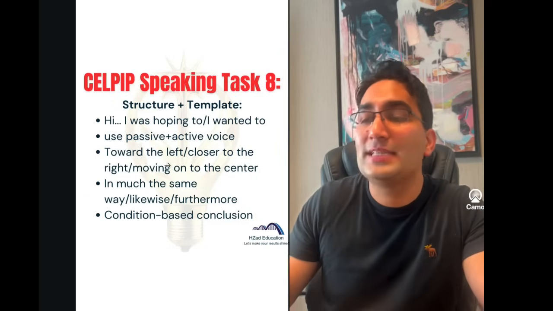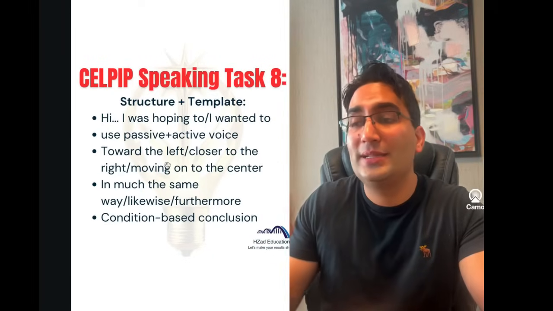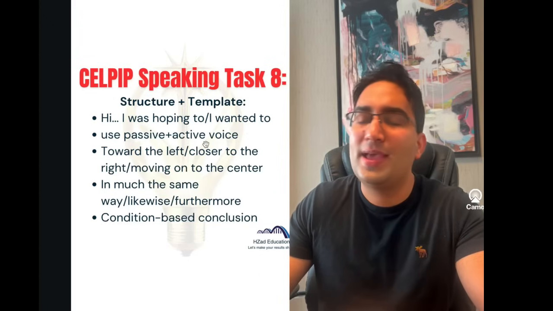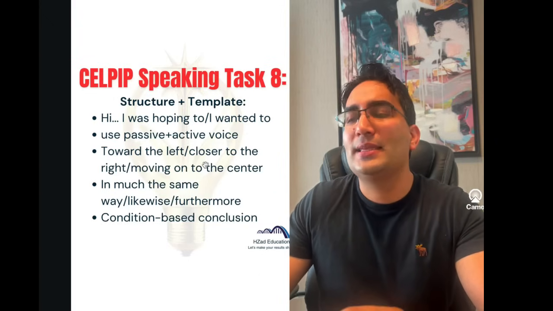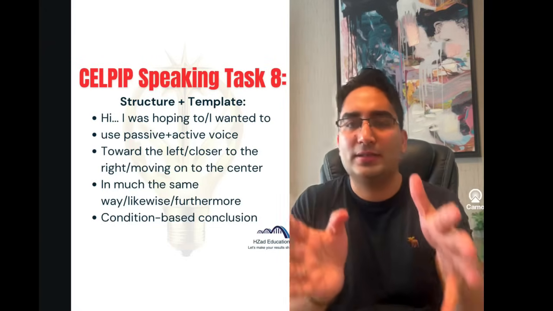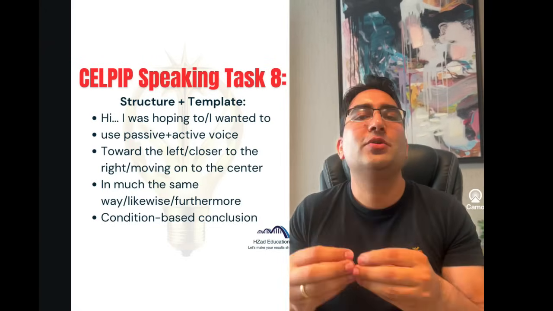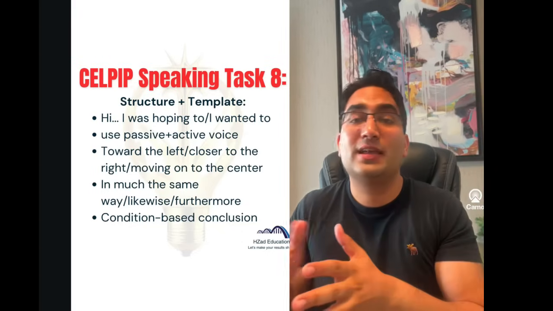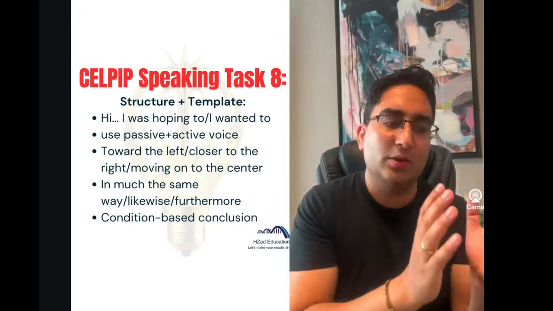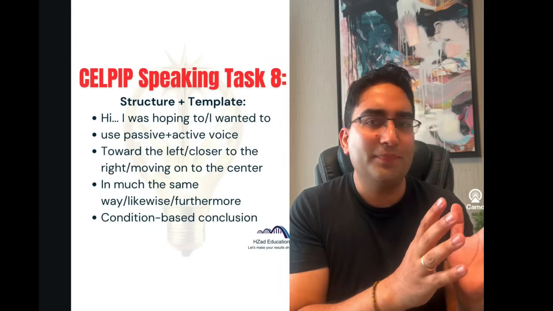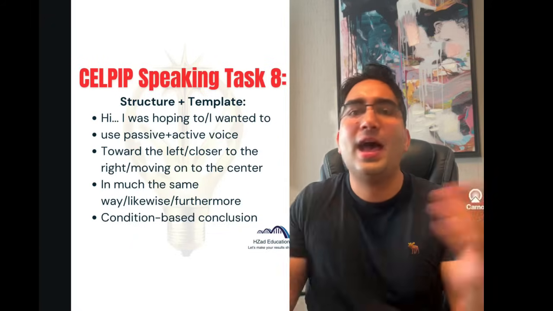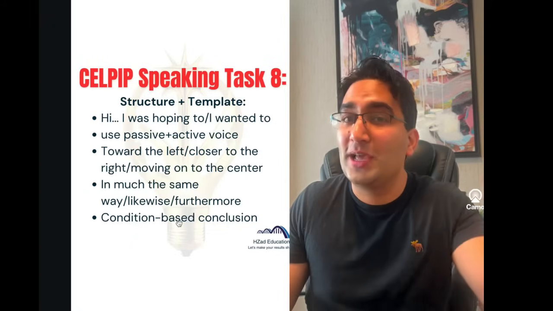Next thing you want to do is make sure you use active and passive voice. Once again, with the picture question, I am emphasizing that because a lot of you just use active and that does not have enough range. The next thing is you want to use words like toward the left, closer to the right, moving on to the center. And here you can see we're using longer connectors instead of just saying on the left or on the right. Because now we're showing the examiner that, hey, the way we connected stuff in part 3 versus in part 8 is different. We can do different things. We have a range and you need that. You need to show that to gain your marks.